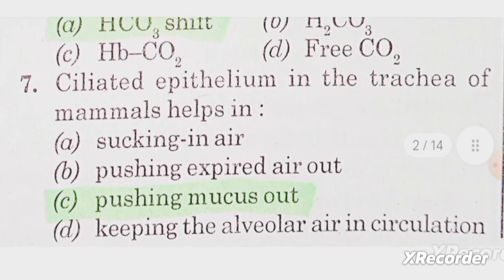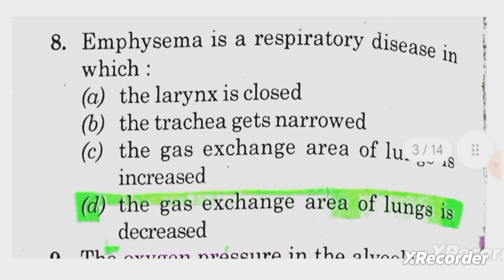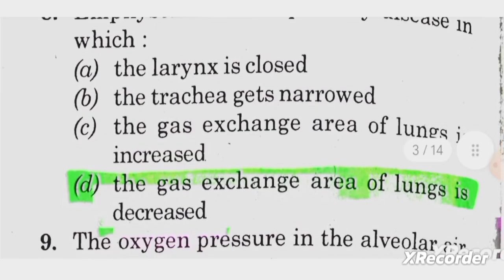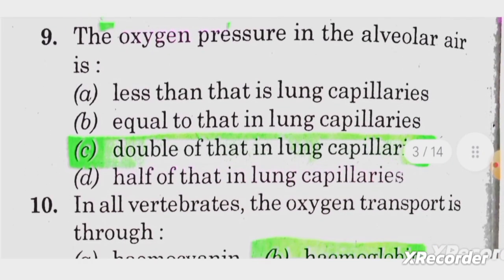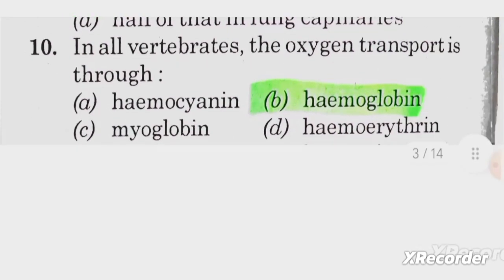Next, 7. Ciliated epithelium in the trachea of mammals helps in answer C, pushing mucus out. Next, 8. Emphysema is a respiratory disease in which answer D, the gas exchange area of lungs is decreased. Next, 9. The oxygen pressure in the alveolar air is answer C, double of that in human capillaries. 10. In all vertebrates the oxygen transport is through answer B, hemoglobin.